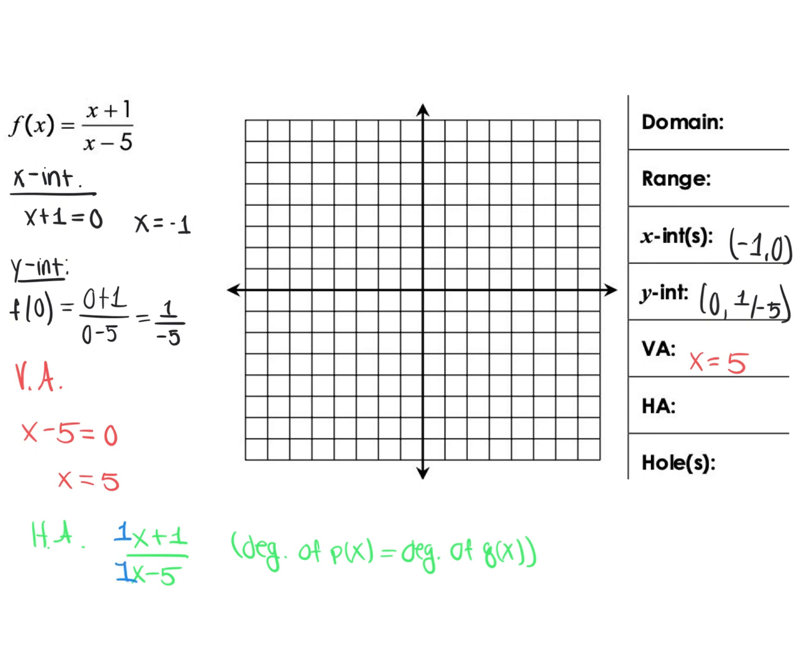in front of them. So we'll take this ratio here. So we'll have y equals 1 over 1, which is just 1. So now we can go ahead and fill in our graph with our given information. This is the horizontal asymptote. I'm sorry, vertical asymptote. Now we'll do the horizontal asymptote.